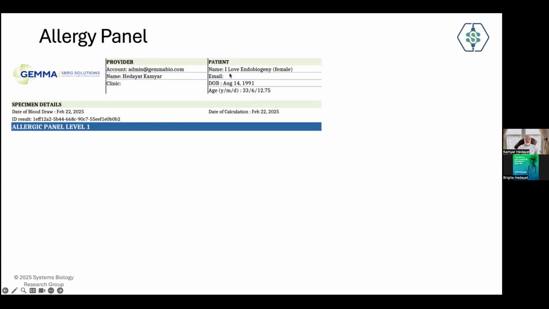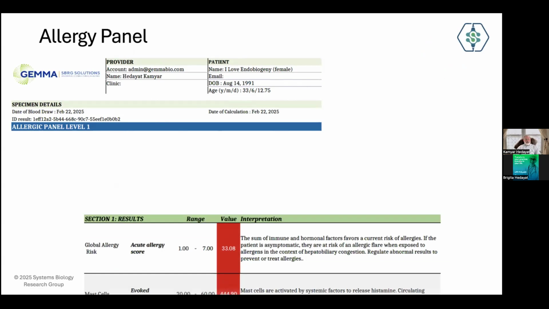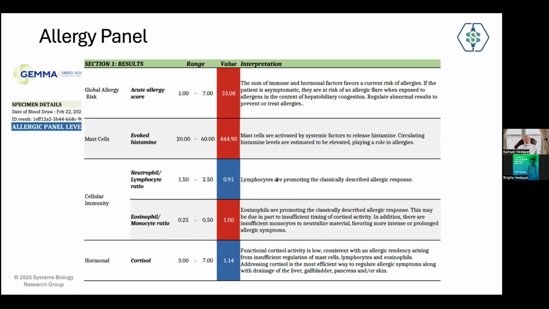So here's the patient. Isn't it incredible? Their name happens to be I love endobiogeny. But here's a 33-year-old female. And in the allergy panel, you see in section 1, which is the results, that their global allergy risk for acute allergies is 33. So it's already elevated. And their histamines are quite elevated, over 400. And they have a lymphocytic predominance, and they have an eosinophilic predominance, which you would expect in a classical allergic pattern.